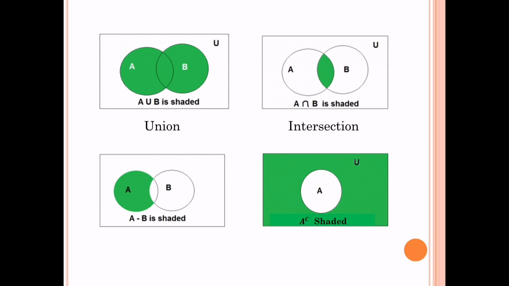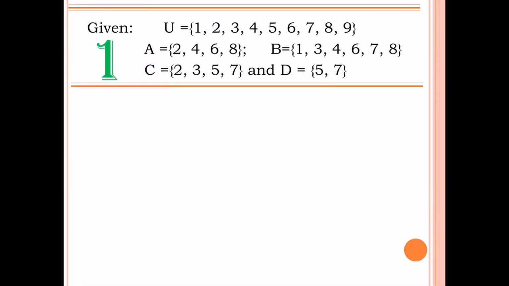On the third diagram, only set A is shaded, but the whole of set B is not shaded, including the middle. We call it set difference. And last, as you can see, set A is not shaded, but the shaded region is outside of set A, which is the shaded region of the universal set. We call it complement. Now, in this next slide, we're going to use the operations on sets to have a clear idea about this. So let us have problem number one.